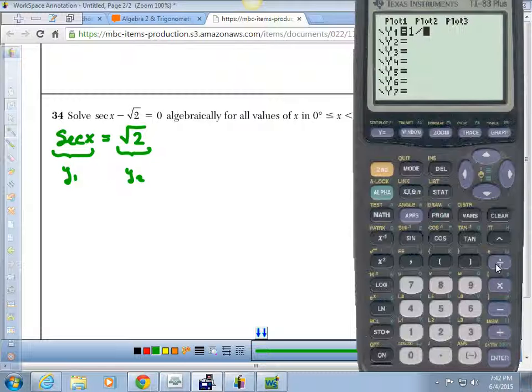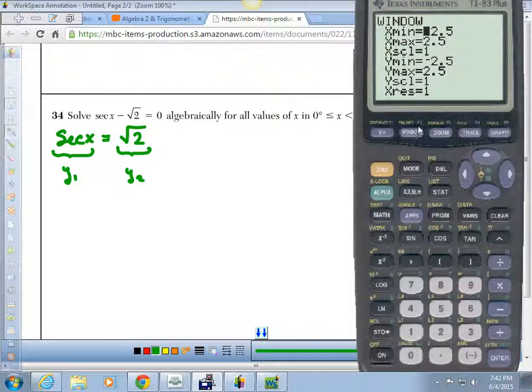1 divided by cosine x. 1 divided by cosine x is secant. My y2, I'm just going to simply type in the radical 2. Okay? And before I graph, we normally go to a zoom 6, but in this case, I'm going right directly to my window because it's very clear here that they told me they want the x values to go from where to where? 0 to 360. So I'm going to go into my window.